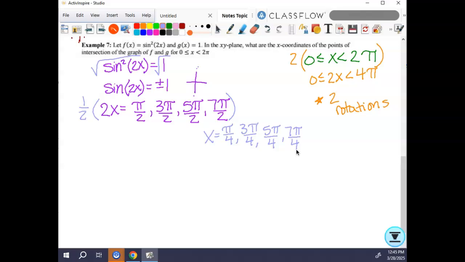If you could solve the other equations we were solving, you can do these. You just have to pay attention that if your argument is not just x or theta or some other single variable, you take care of your interval there. Okay?